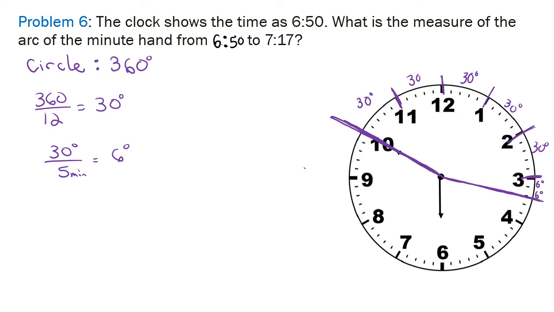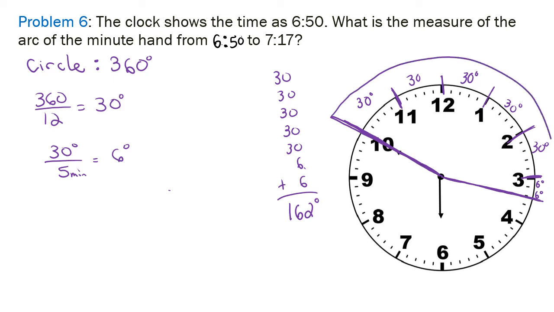Now I'm just going to add up all these numbers. 30, 30, 30, 30, and 30, then plus 6, plus 6. Just going to add it all up. We're going to get 162 degrees from here all the way there, 162 degrees.